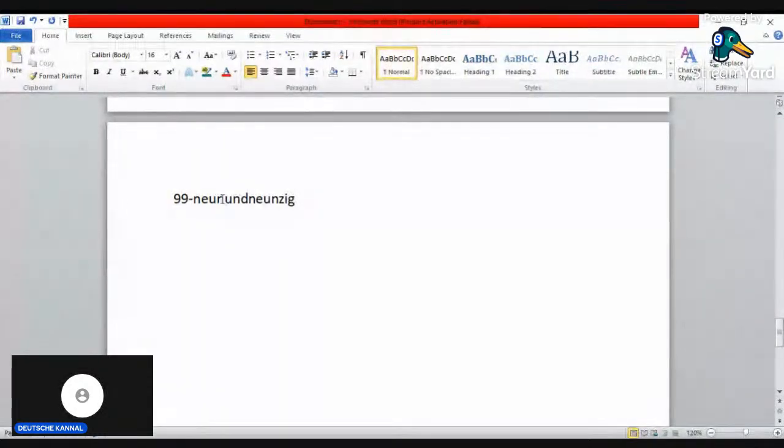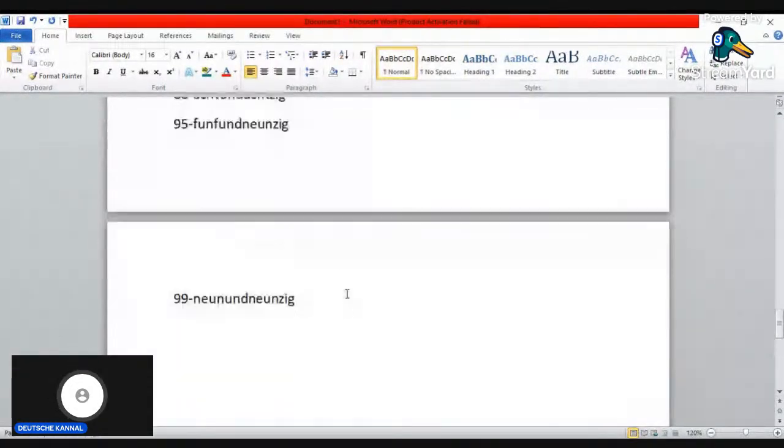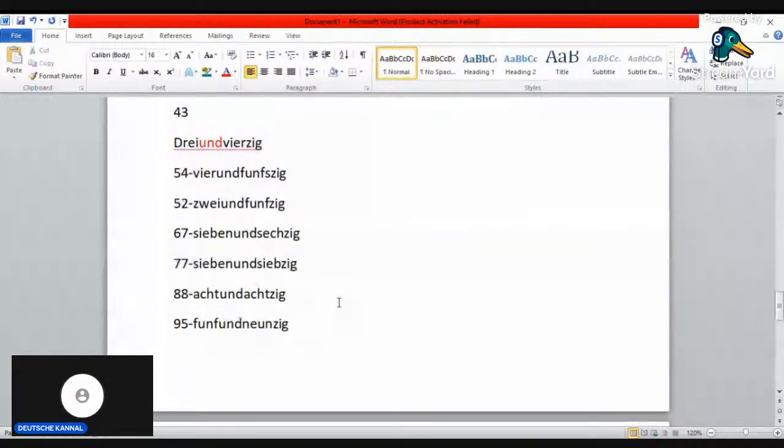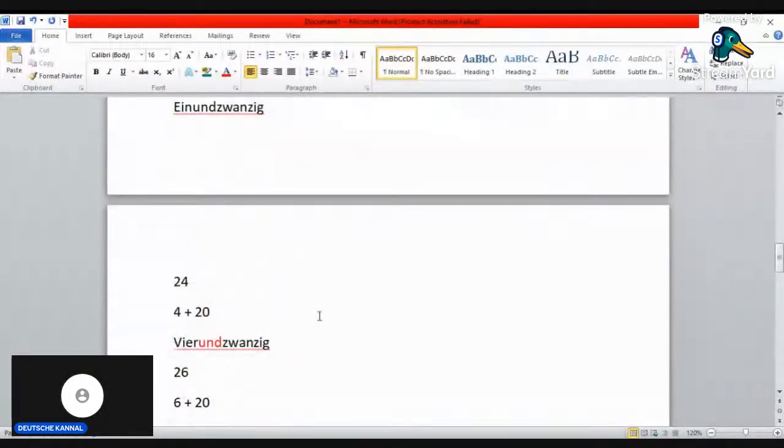Okay, 9 und 90. So basically now you know from 1 to 100, because from 20 to 99 there's a small pattern in the numbers also, and then the rest, it's easy for you to identify.